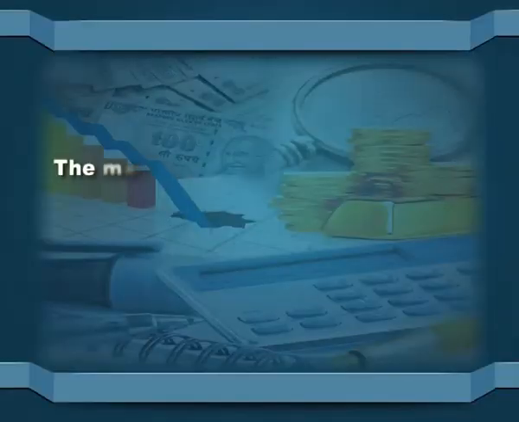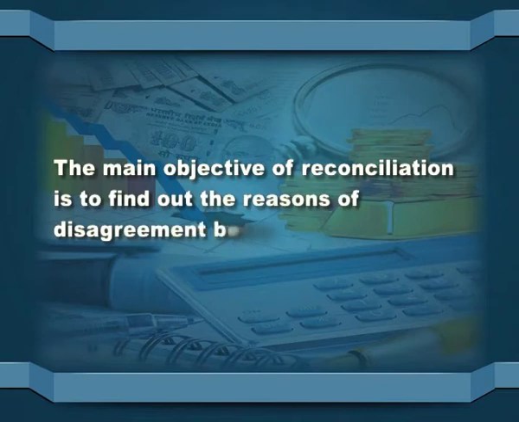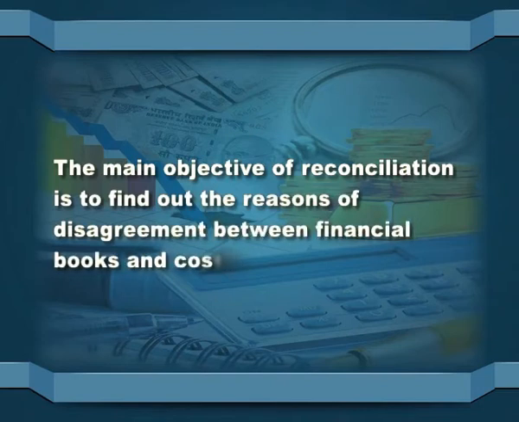Reconciliation is the process through which the profits of two sets of books, that is, the financial books and costing books, are tallied with each other. The main object of reconciliation is to find out the reasons of disagreement between the financial books and the costing books.